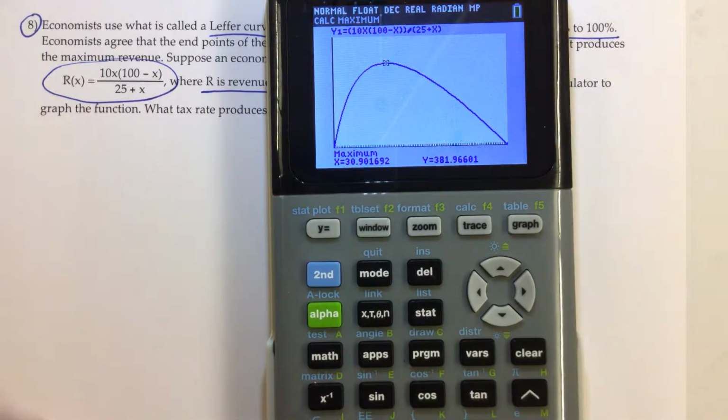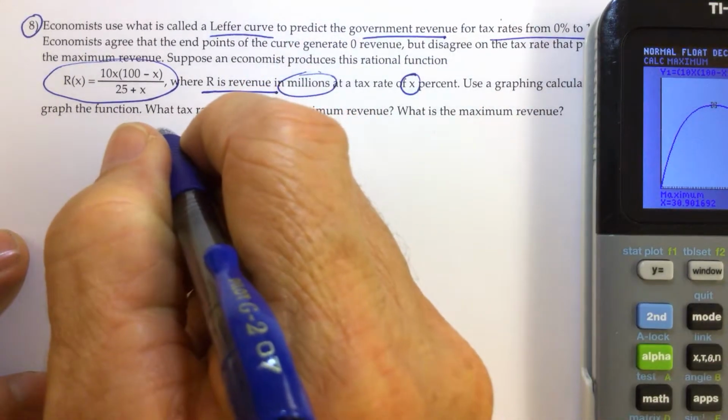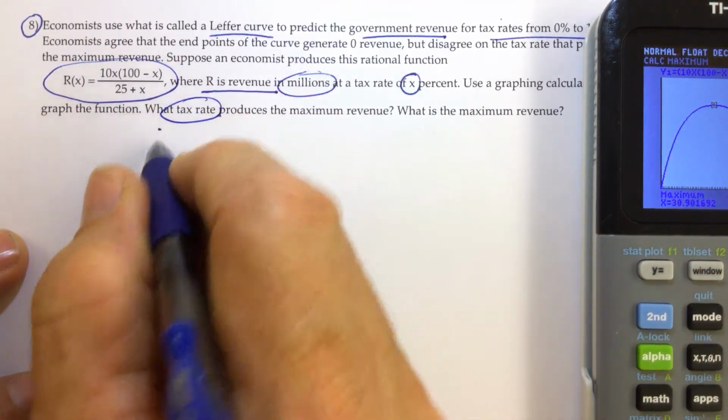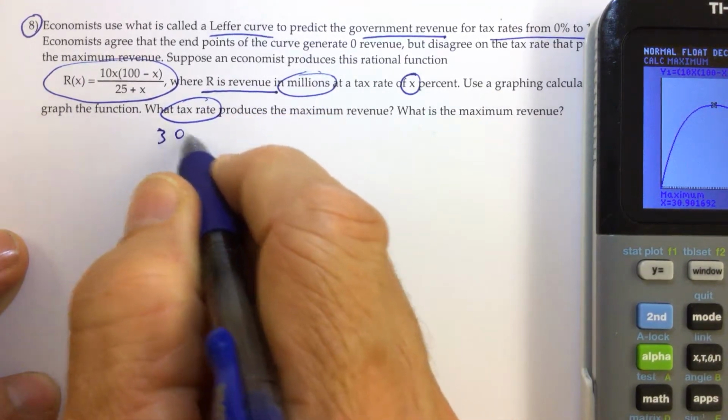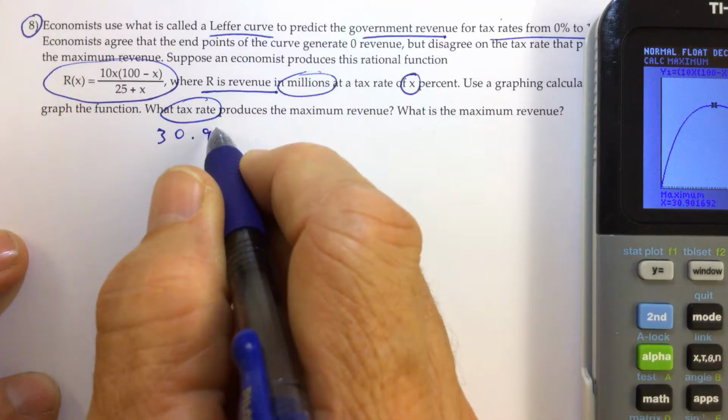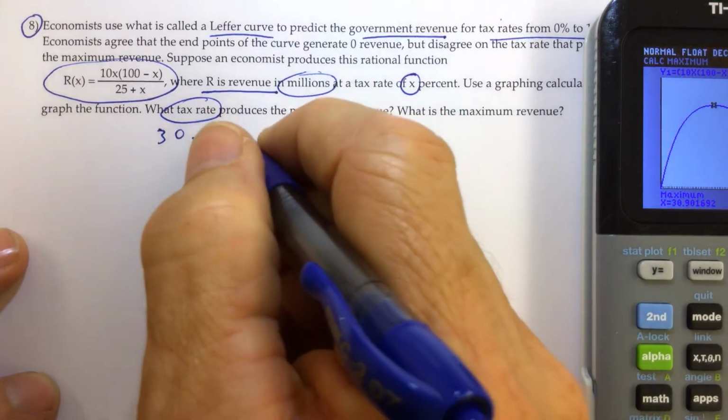So that's 30.902, and we can call that a 30.9. Let's just call that a 30.9. So the tax rate that produces the maximum revenue would be 30.902%.